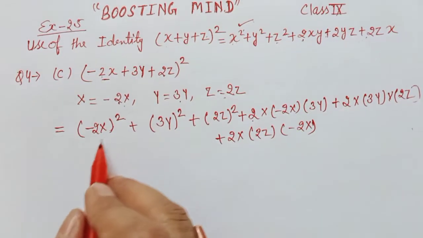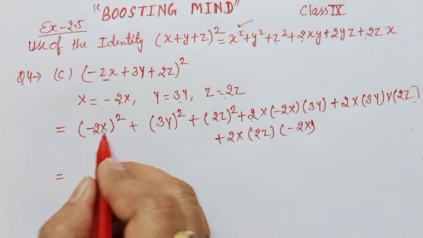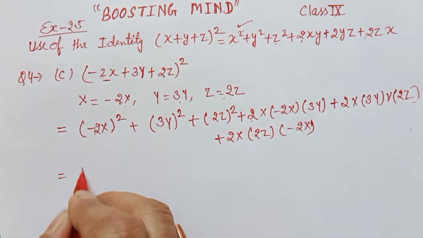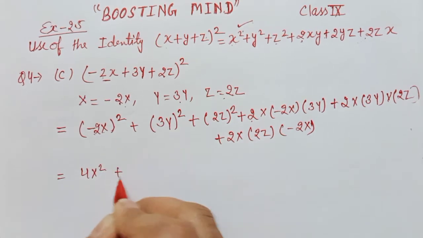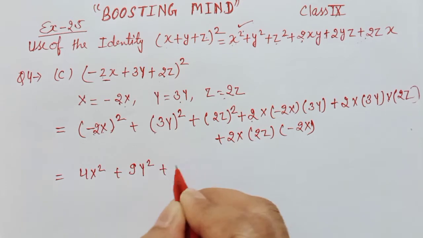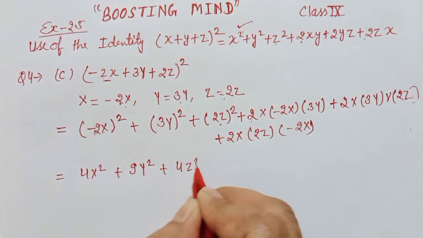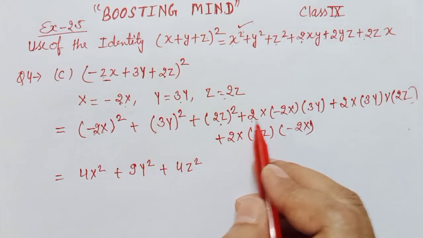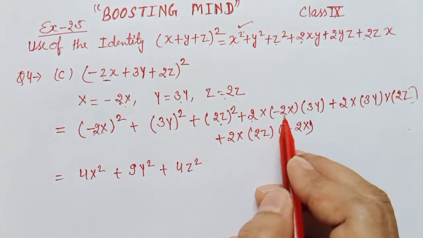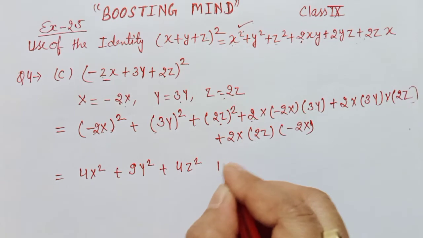Now start opening brackets. Minus 2x square: minus square will be a positive sign, and 2x square means 4x square. 3y square: 3y into 3y is 9y square. 4z square. Now multiply these three terms: 2 into 2 into 3. 2 twos are 4, 4 threes are 12, xy.